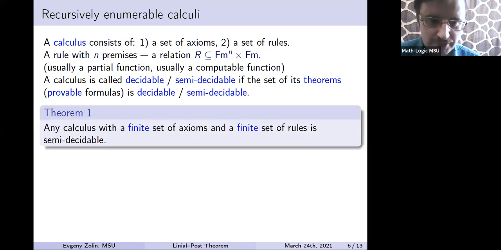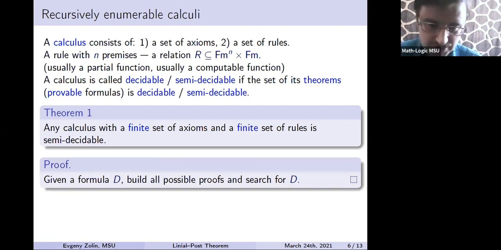A first simple theorem. If we have a calculus with a finite set of axioms and a finite set of rules, then it is semi-decidable. As we said at the beginning, the classical propositional calculus is an exception. It is decidable. And the intuitionistic propositional calculus is decidable. But in general, if we have only finitely many axioms and rules, even the rules of modus ponens and substitution, then in general, we only obtain semi-decidable sets of theorems.